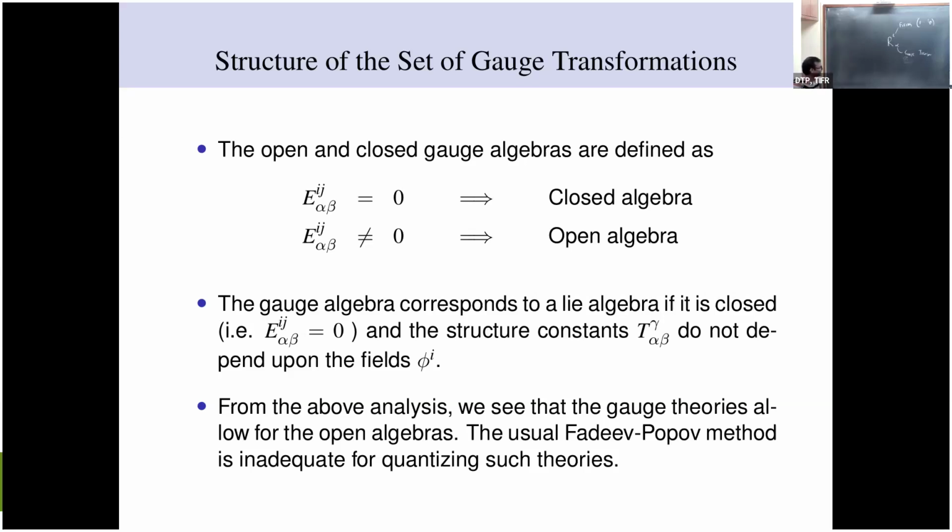And the gauge algebra corresponds to a Lie algebra if it is closed and the structure constants T do not depend on the field phi. These are our standard, usual Yang-Mills theories. But gauge theories, in a generic situation, allow for this open algebra. And the usual Faddeev-Popov method will be inadequate for quantizing.